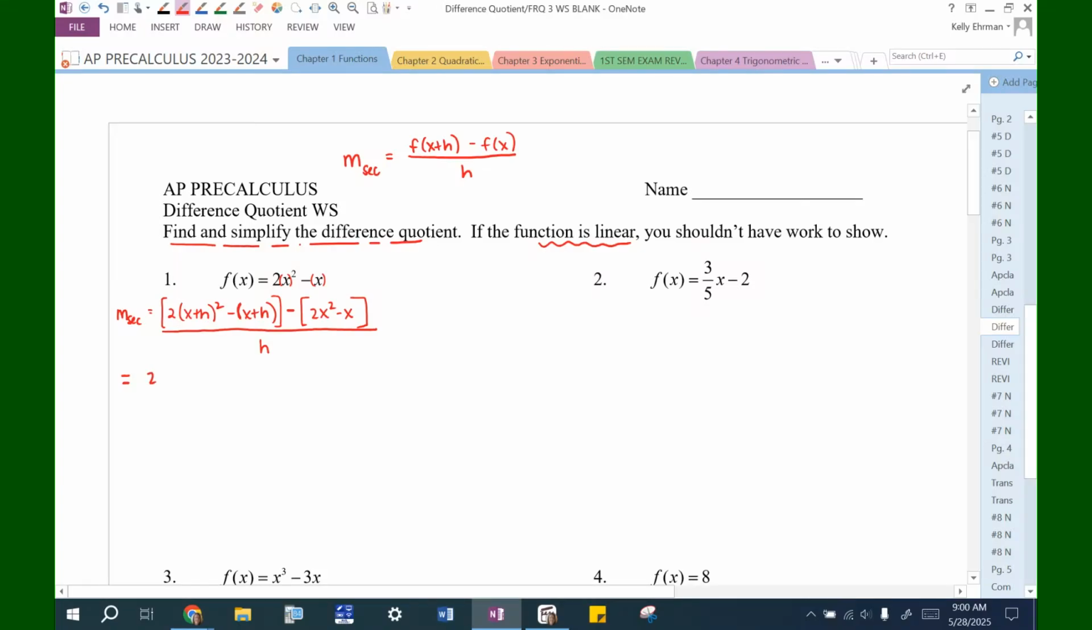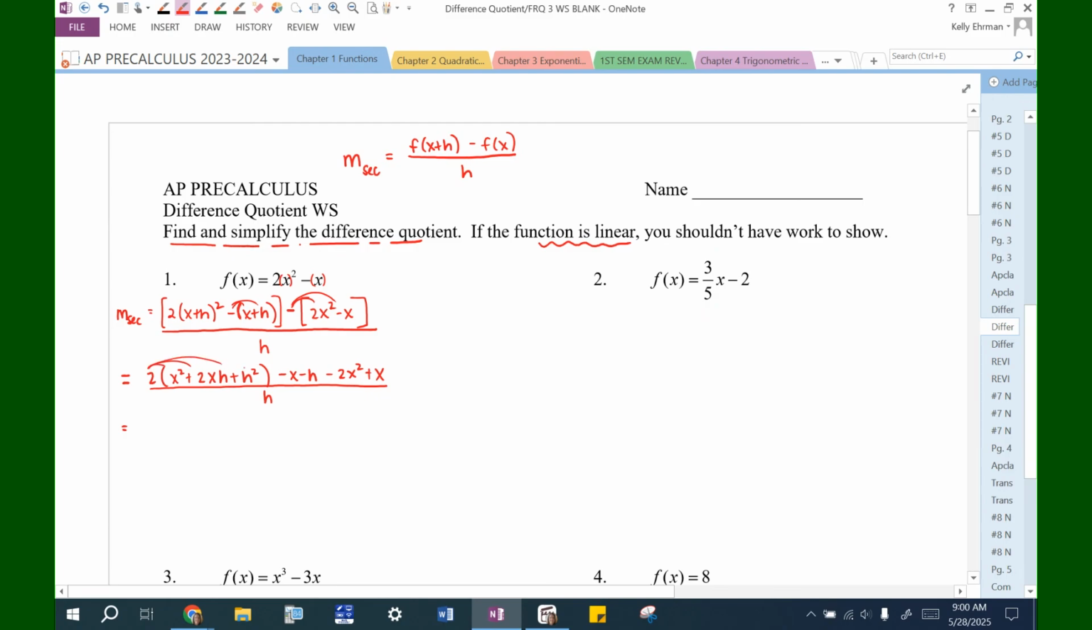So when you square a binomial, you should get x squared plus 2xh plus h squared. Distribute this negative through, minus x minus h. Distribute this negative through, minus 2x squared plus x. All of this is over h. Do not skip writing the over h part, because when students do that, technically you're writing down a false equivalence. It's not correct that these 2 things are equal if you don't have the over h, but also you tend to forget to actually divide by h.